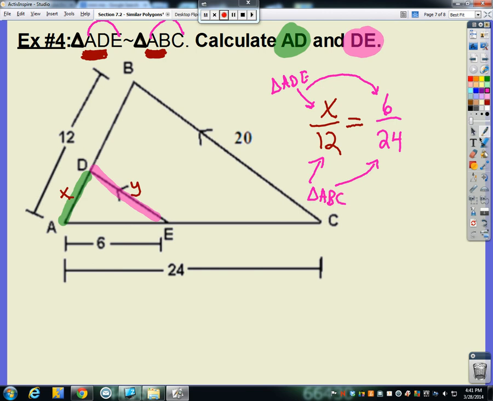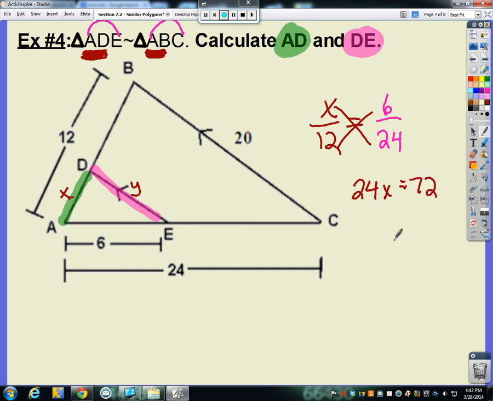All right. So now we've got this guy here, x over 12 equals 6 over 24. Well, if you think back to Algebra 1, how would we solve something like this? If you said cross multiply, you were absolutely correct. We could cross multiply this. So we'd have 24x equals 6 times 12, which is 72. Divide the 24 over, and we get that x equals 3, which means AD is equal to 3.